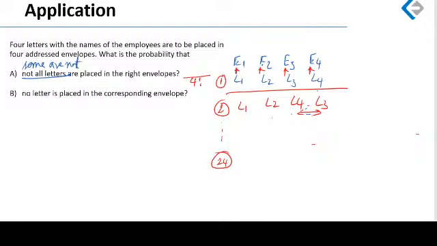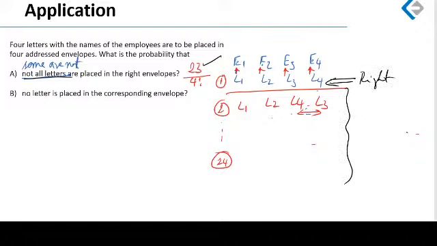Because 4 letters, 4 envelopes. So what is the total here? Total is nothing but 4 factorial. How many are not in your favor? 23 are not in your favor. Only the first one is the right way of doing it. Now, not all letters are placed in the right envelope. Therefore, how many are in its favor? Not all, which means 23 are wrong because only one is right. The first one is the only right one.